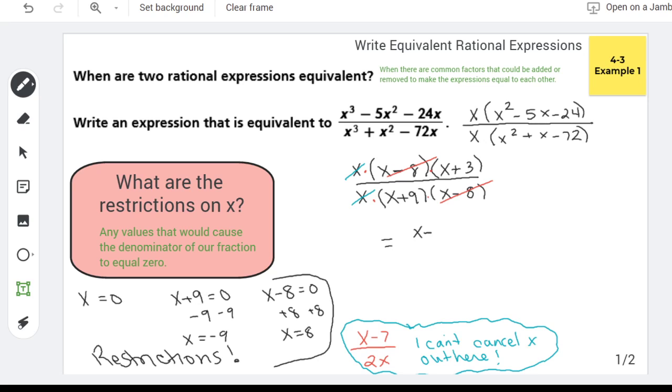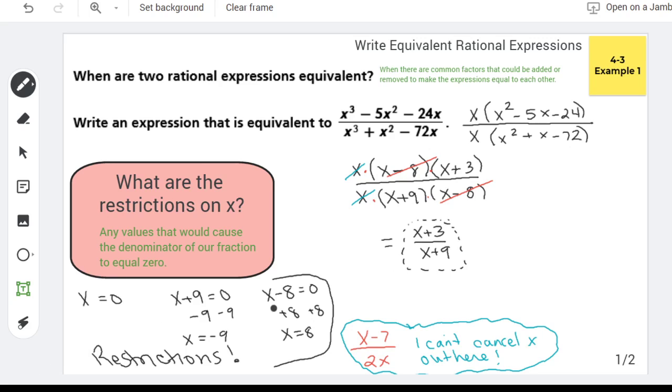So in my numerator, I still have x plus 3, and I can drop the parentheses because that's the only thing that's up there. And in the denominator, I have an x plus 9. And again, that's the only thing left, so I could drop the parentheses. Now, I kind of like having the parentheses there. I feel like it makes it easier for me to see when I can cancel stuff out or not. Like if I put parentheses on my x minus 7, it's a lot more clear I can't cancel an x out. But you do you. So here is my equivalent expression on this one.